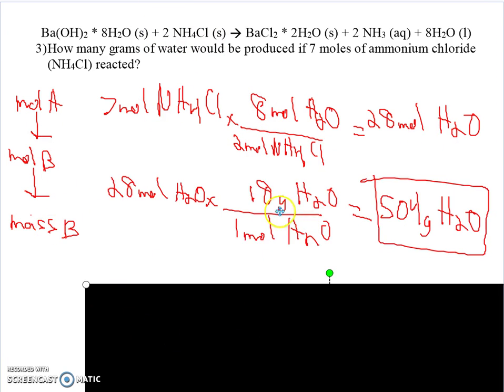And then to go to mass B, we use the molar mass. I get that from adding the atomic masses on the periodic table. And it gives me the mass of water, 504. Big number, but that's because we're producing 4 times as much H2O every time we use 2 moles of NH4Cl. Plus, yeah, I mean, 7 moles is a lot anyway.